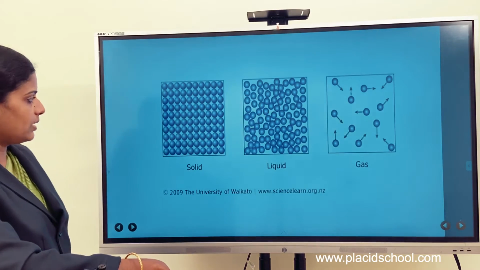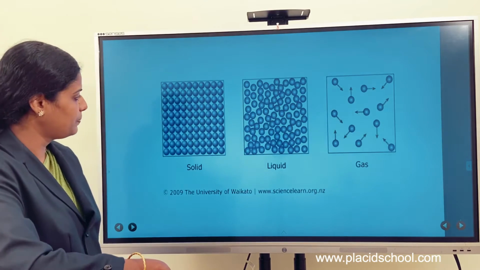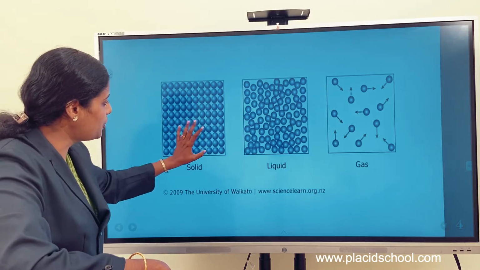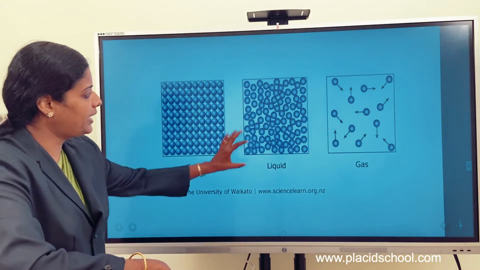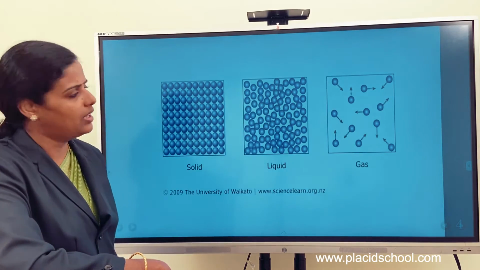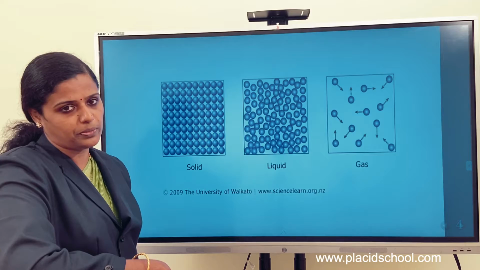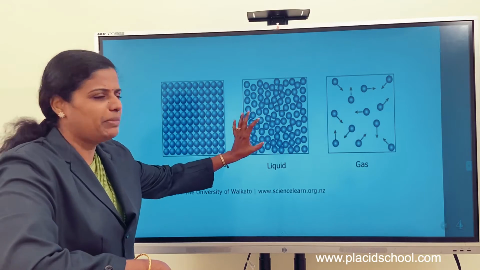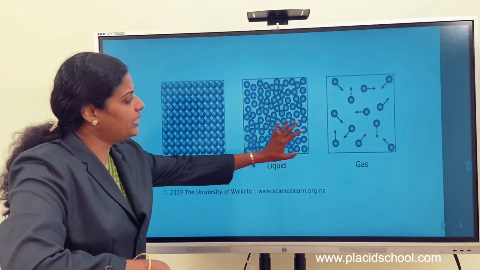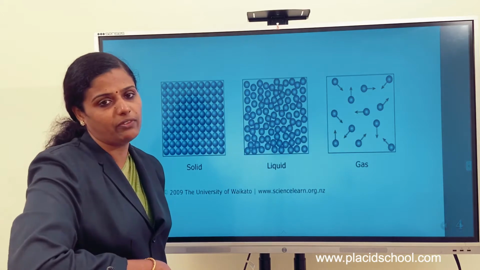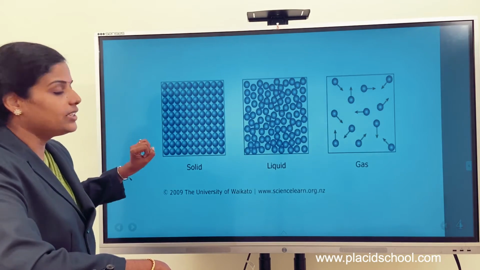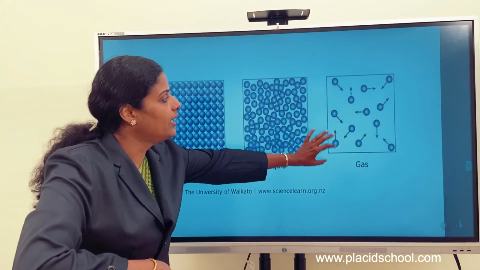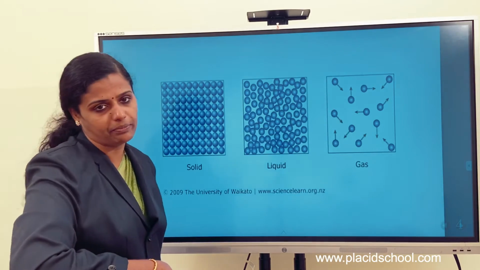And come to this diagram. What are the differences in these diagrams? Here it's a regular pattern, a regular arrangement of particles or atoms. But here there is no such regular arrangement. Here also there is no such regular arrangement. Here the interatomic forces are very strong. Here it's medium, less than the solid, but here the interatomic forces are very minimal. So here the particles can only vibrate about their own positions, but here the particles can move around, moving in and around that medium.